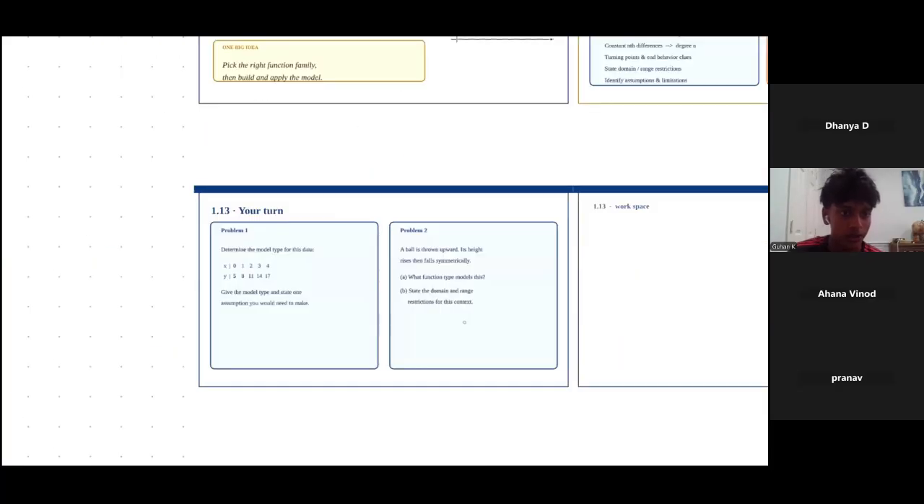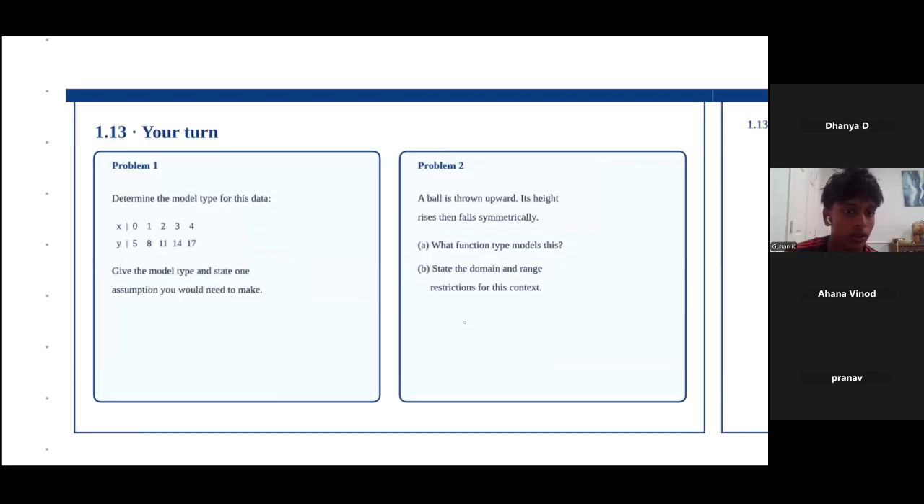All right, so I have 2 problems for you here. Problem 1, determine the model type for this data, and then state one assumption that you would need to make to get the model type. And for the second one, a ball is thrown upwards and its height rises, then falls symmetrically. What function type models this? And then state the domain and range restrictions for this context. For the range specifically, you don't need to give me specific numbers for the maximum, but you can give me the context if you understand what I'm saying.